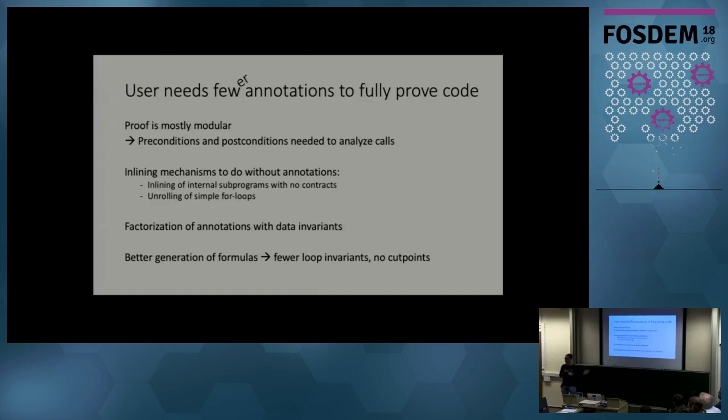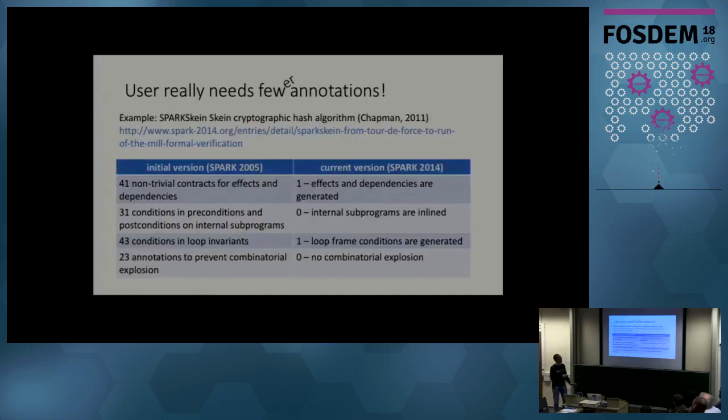So just to show it in practice, an example where you really need fewer annotations. SPARKSkein, that was a container for Threefish, and there was a standard C implementation of that algorithm. And Rod Chapman, who was at the time leader of the SPARK team at Altran, wrote the SPARK implementation of that.